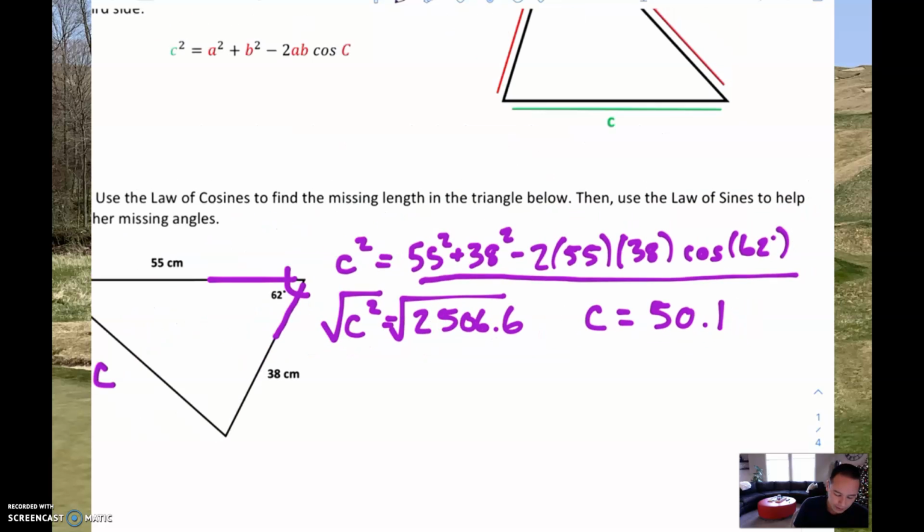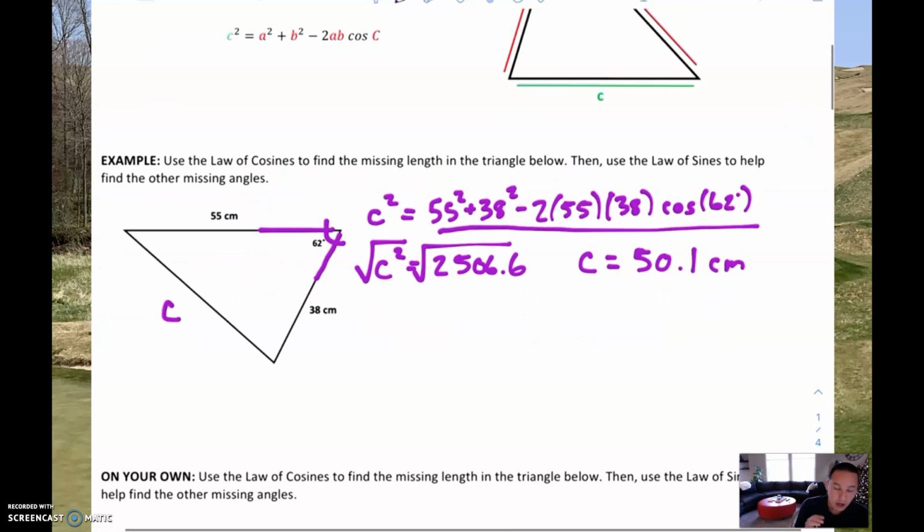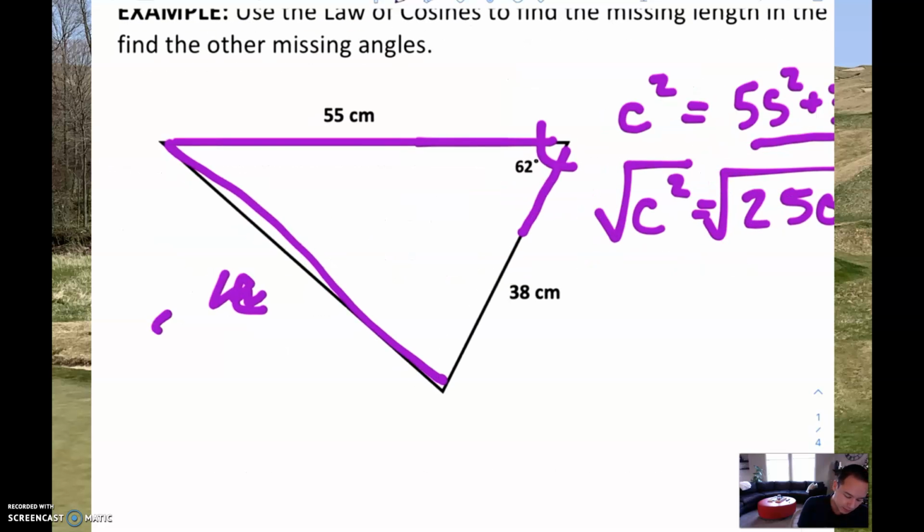50.1. If you want to put units, you can. It's always a good idea to check the reasonableness of your answer, and you'll notice that if this one over here looks like 55, yes, it seems pretty reasonable that that one would be about 50.1 centimeters. So it seems like we have a pretty reasonable answer. So let's go ahead and label this one now. This one we now know is 50.1.